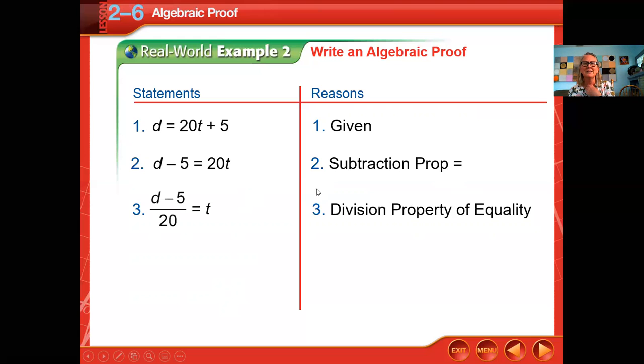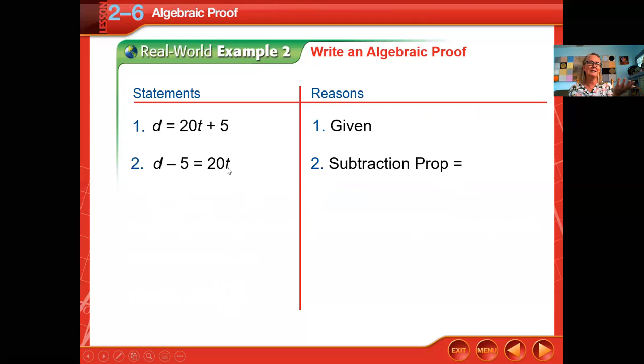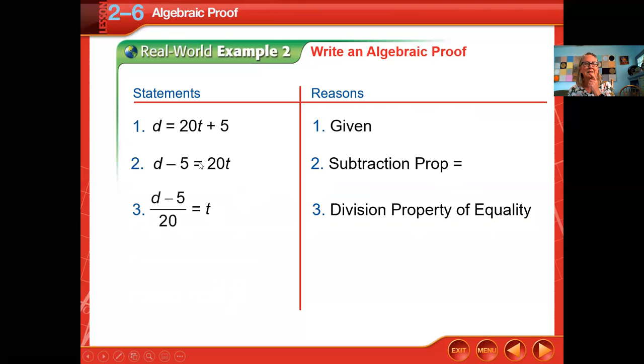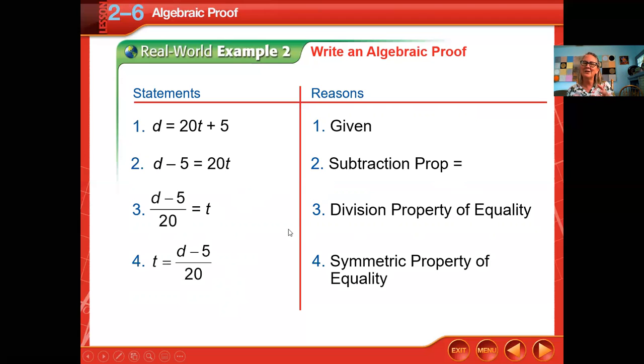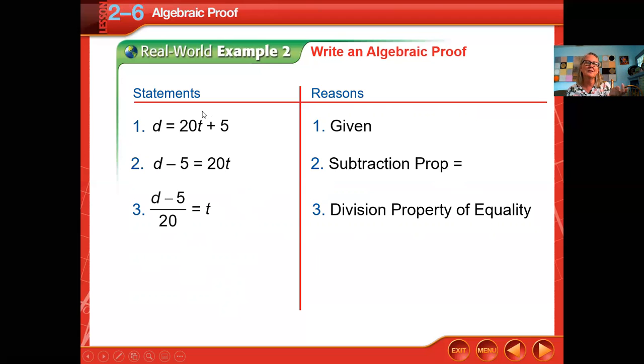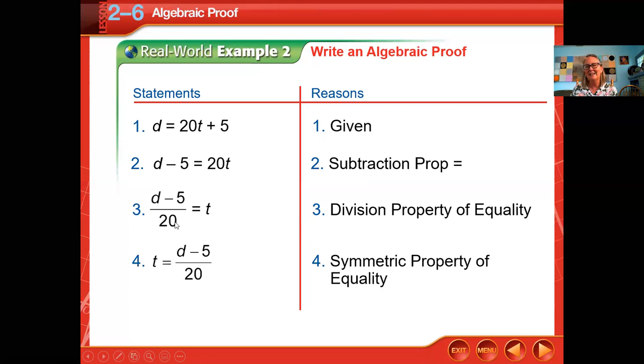Okay, and then in the third step, like I'm trying to get t by itself. What would I do? I would divide both sides by 20 because I'm trying to get the t isolated. When you divide by 20, you have t by itself, and you just have this new expression, d minus 5 over 20, using the division property of equality. So basically they're done. They showed that this equation and this equation are the same. They rewrote it to make it exactly with t on the left and d minus 5 over 20 on the right.